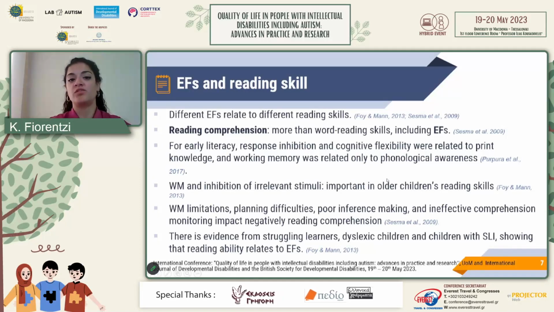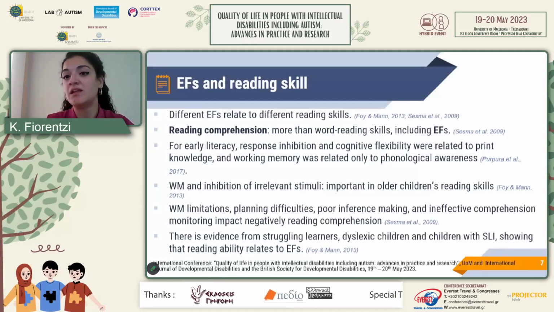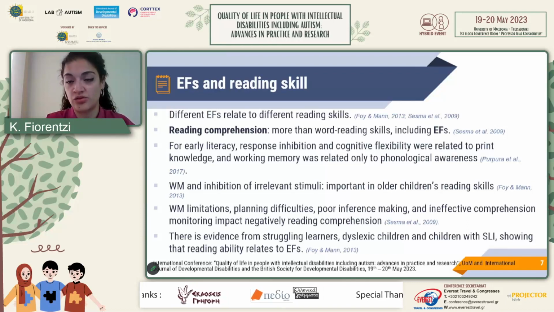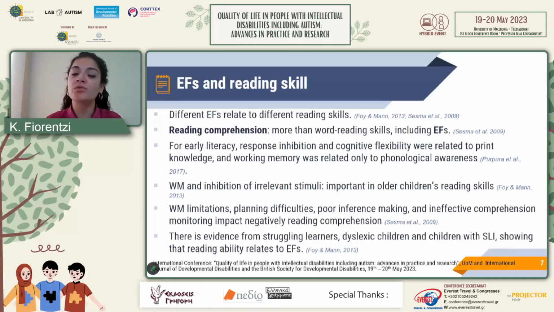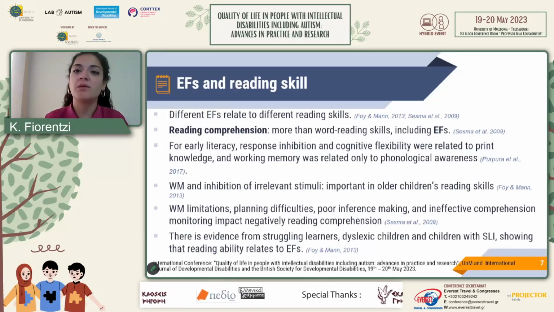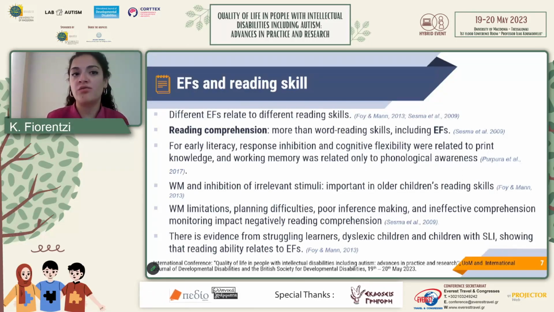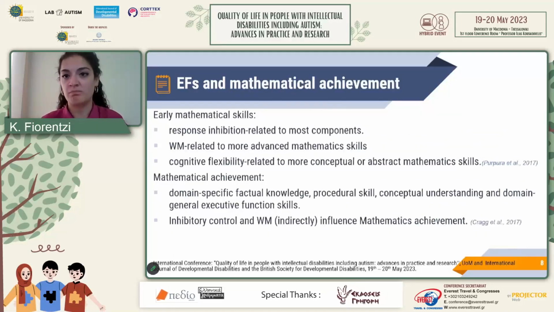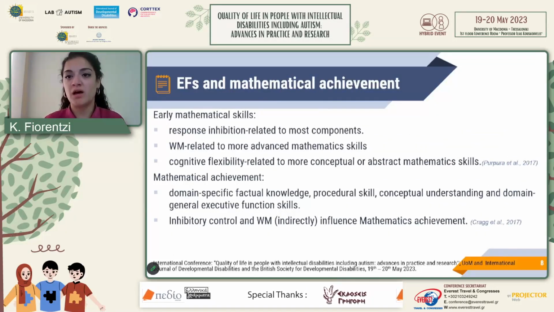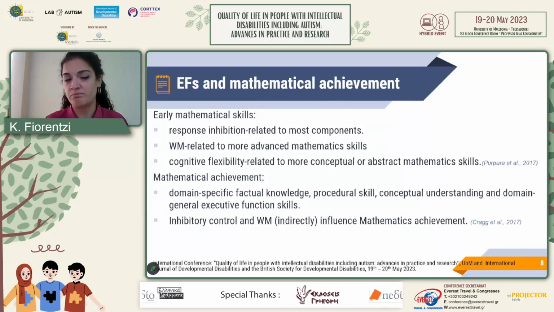There is evidence from struggling learners, dyslexic children, and children with specific language impairment that shows that reading ability relates to executive functions. So many studies draw upon this evidence that comes from these groups in order to gain a better knowledge of the interaction that takes place between executive functions and reading skills. However, when we talk about academic achievement, we must include, of course, mathematical achievement.